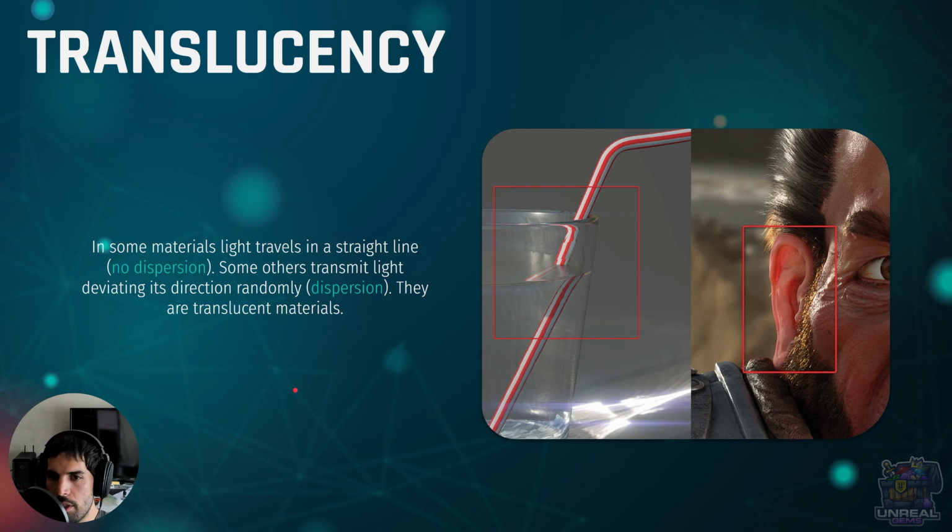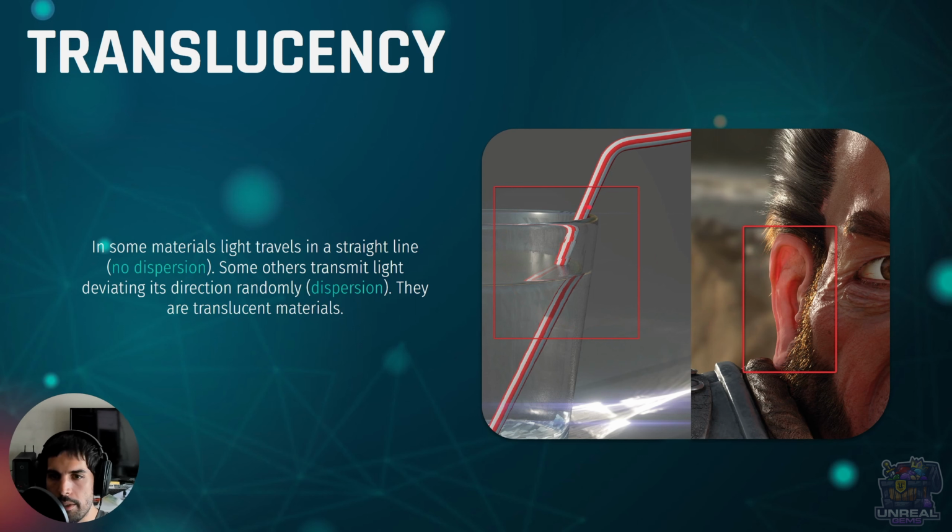Some materials do not absorb light completely or do not reflect light completely, and in those materials, light can travel in a straight line, so with no dispersion, or they deviate the light's direction randomly, which is called dispersion. So on the left we have the no dispersion material, and on the right we have the material with dispersion, which in this case is skin.